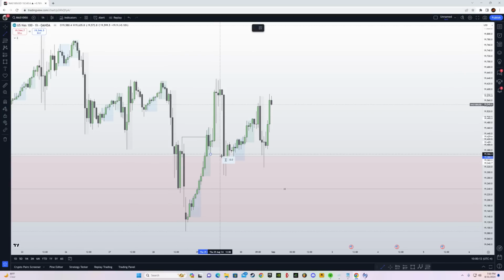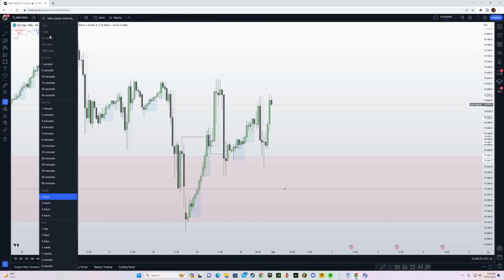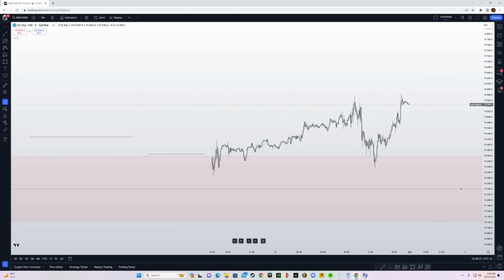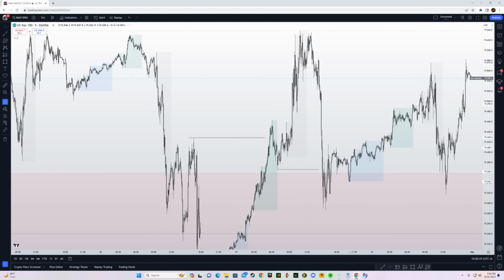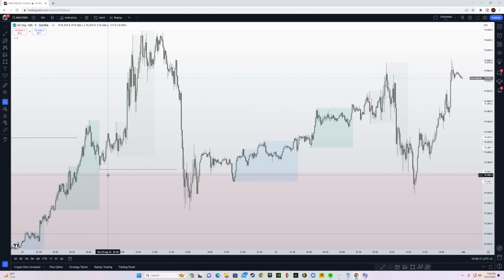Do you notice this pattern right here, where we have A, B, C, D? Price sweeps the higher low over here. So now once this happens, we are dropping down to the 5-minute time frame. So let's drop down to the 5-minute time frame and see what happened. So this is the A, B, C, D over here.